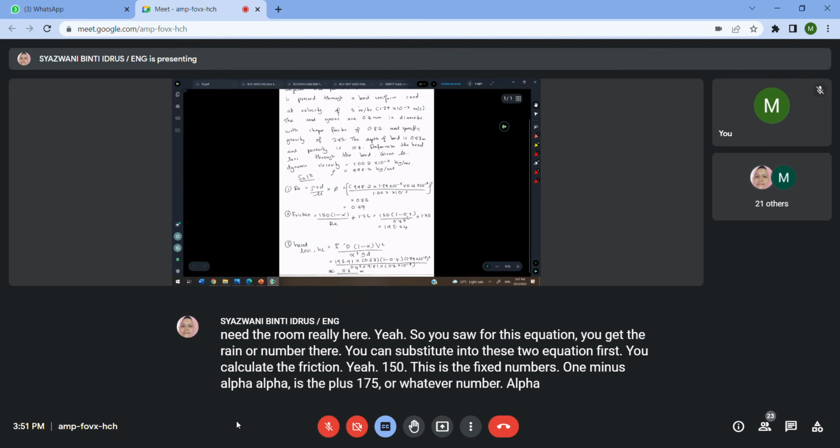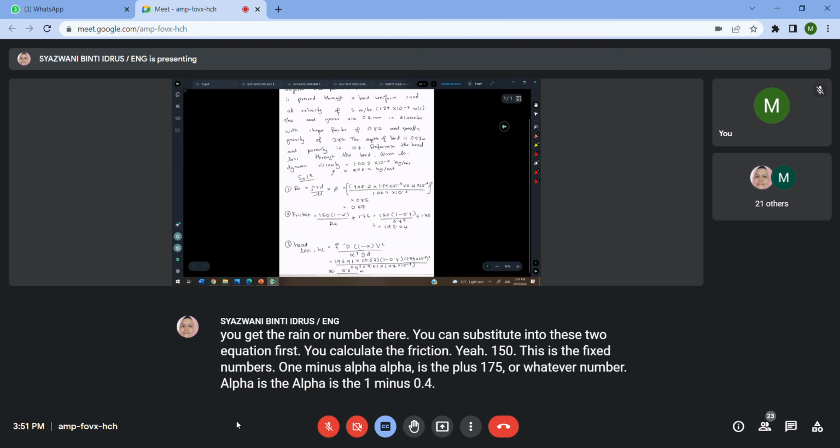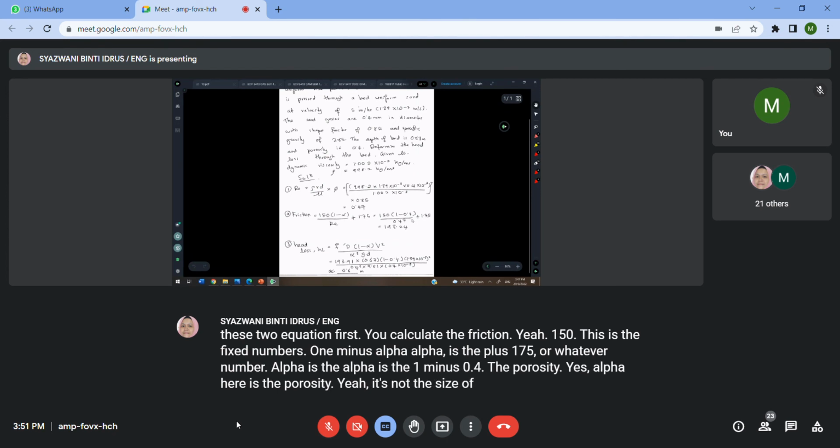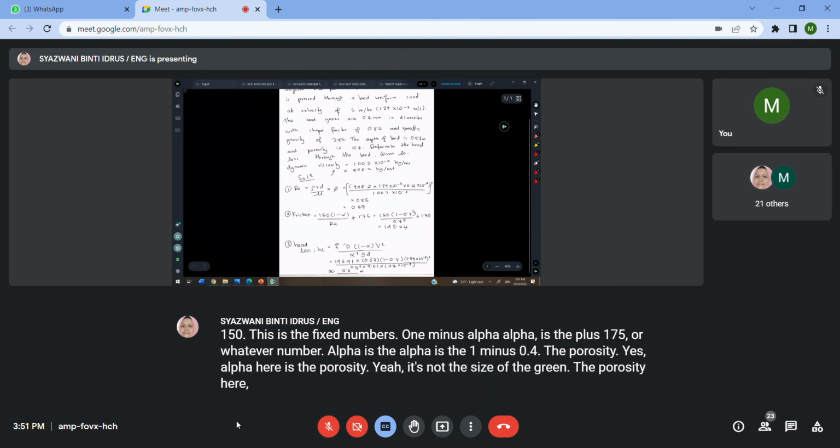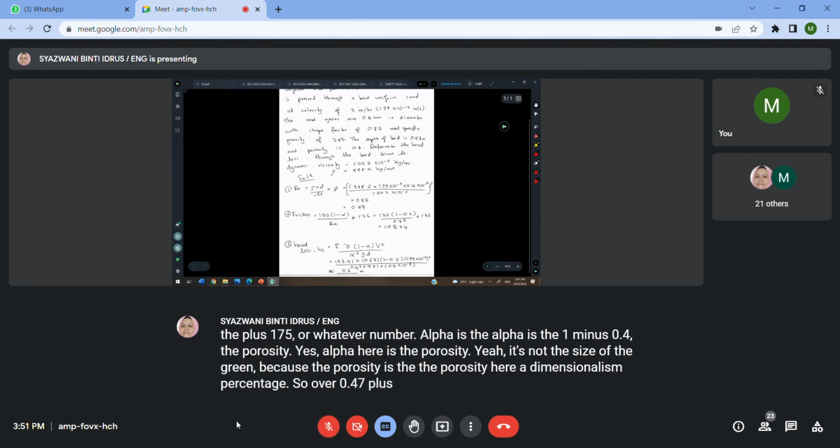Alpha is 1 minus 0.4, the porosity. Yes, alpha here is the porosity, it's not the size of the grain. The porosity here is dimensionless, because the porosity is a percentage. So over 0.47 plus 1.75, you will get 190.24.